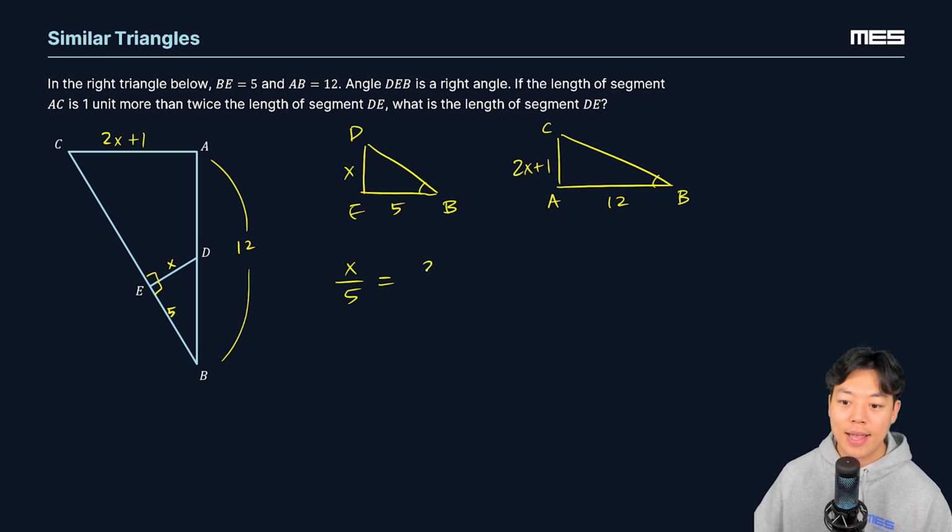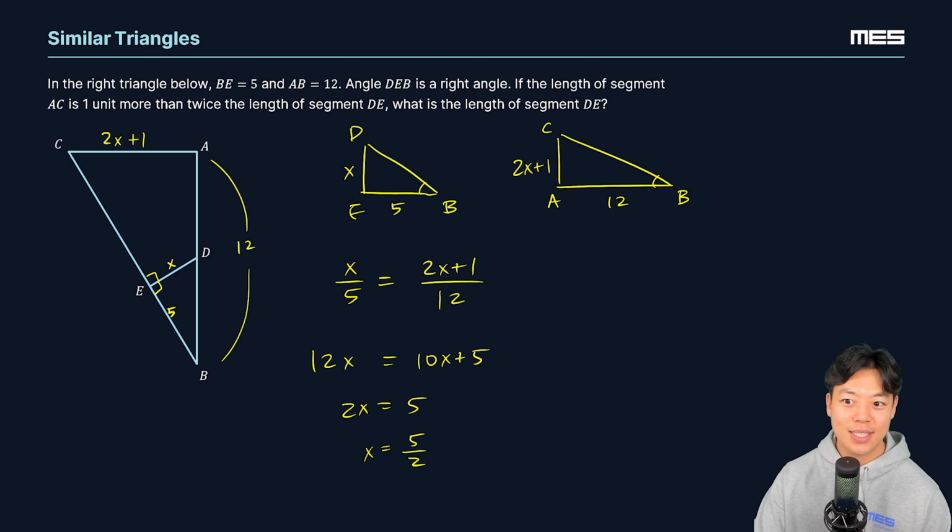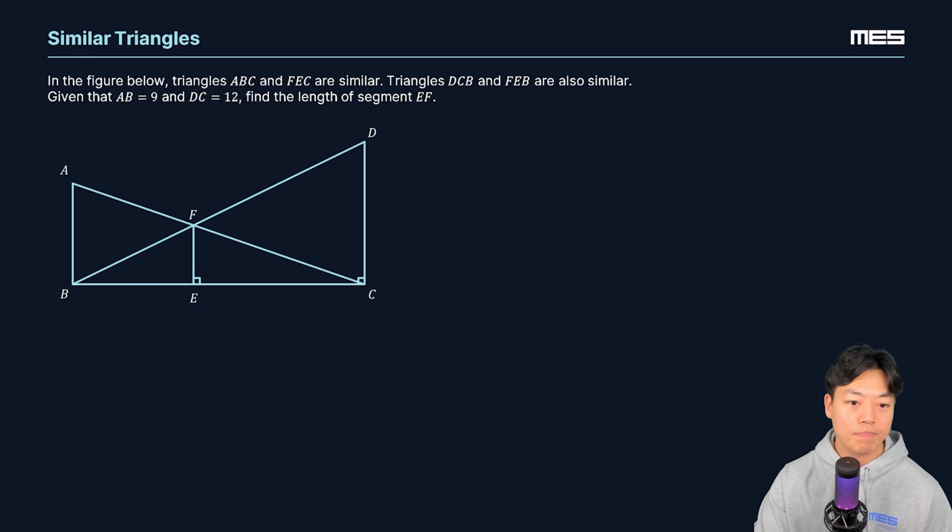X is to 5 as 2x plus 1 is to 12. Let's go ahead and cross multiply. Don't forget to distribute completely. And boom, there's your answer. X is equal to 5 over 2. Simple as that. Simple arithmetic once you're able to set up the problem.